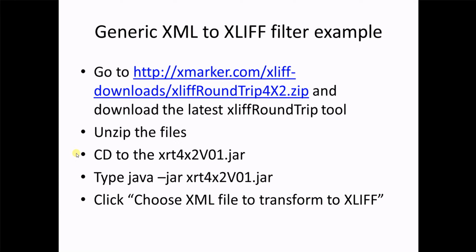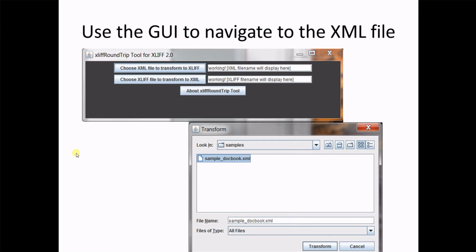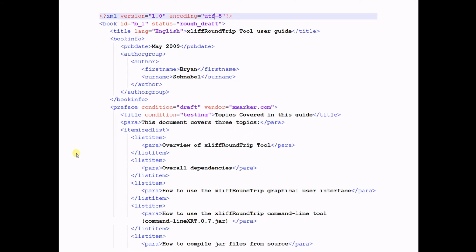So to do a generic XLIFF filter, the example that I will use is the utility that I wrote. It's at that URL on the xmarker.com site. So you go there, you download the latest XLIFF roundtrip tool, unzip the files, you change directory to where the jar file is. You type java -jar and then that jar file name there. Then you choose the XML file to transform to XLIFF. You choose your file, and this is what the file looks like in its generic form.